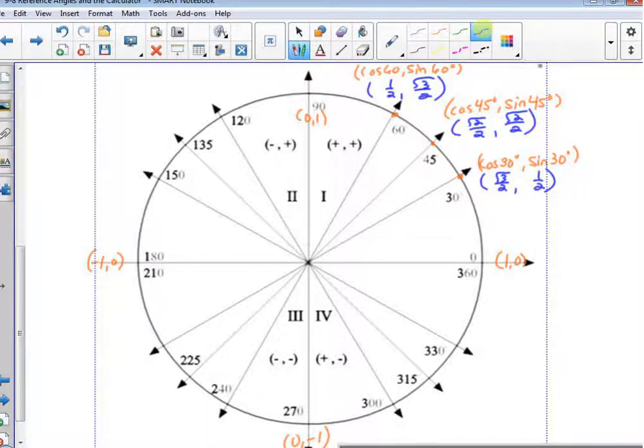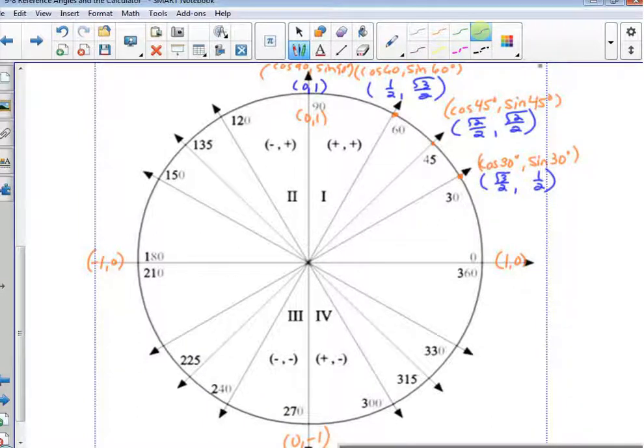And then one more, the cosine of 90, comma, sine of 90 is equal to 0 and 1. I already have that point written, okay?